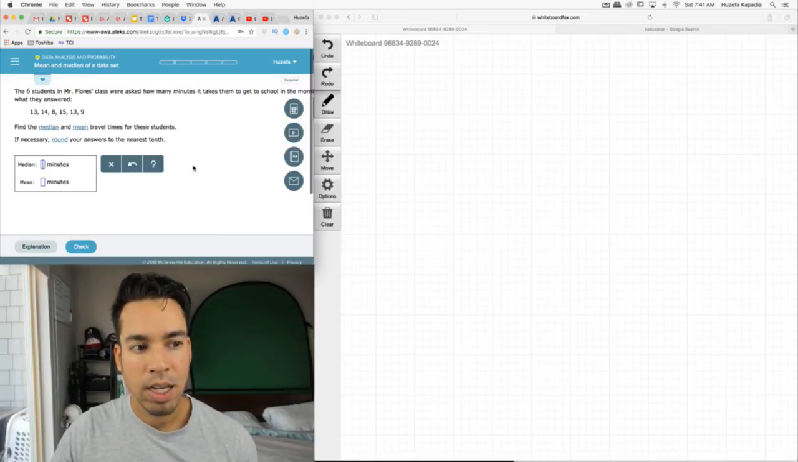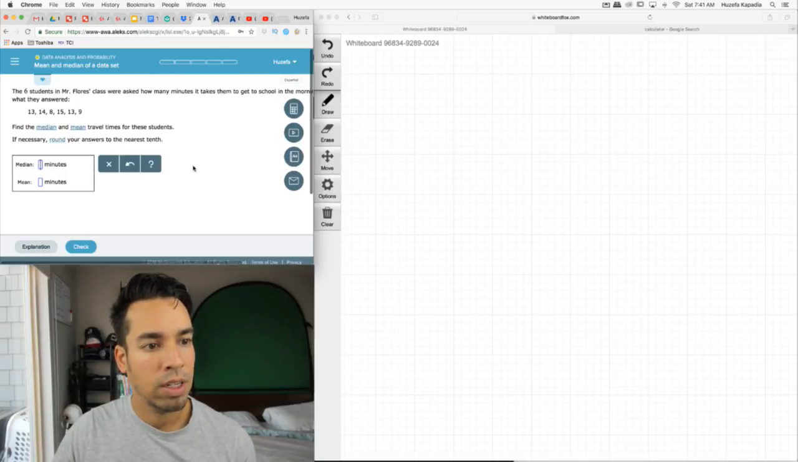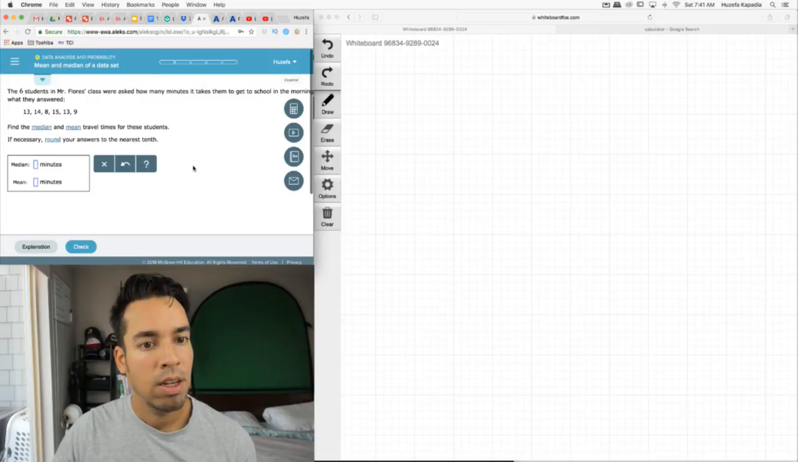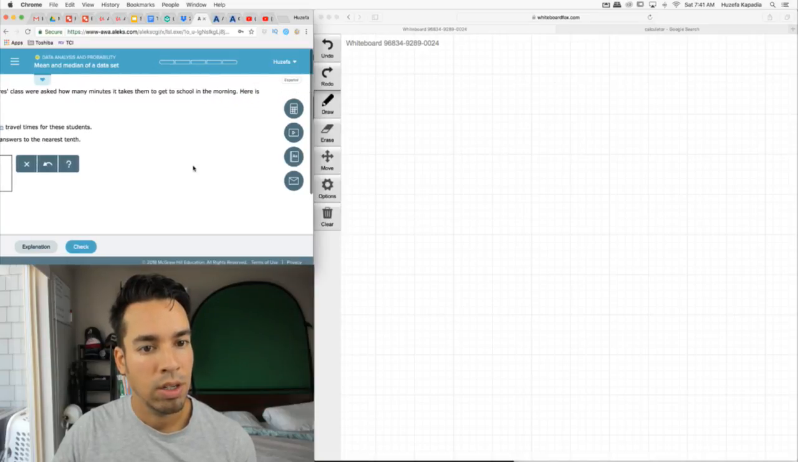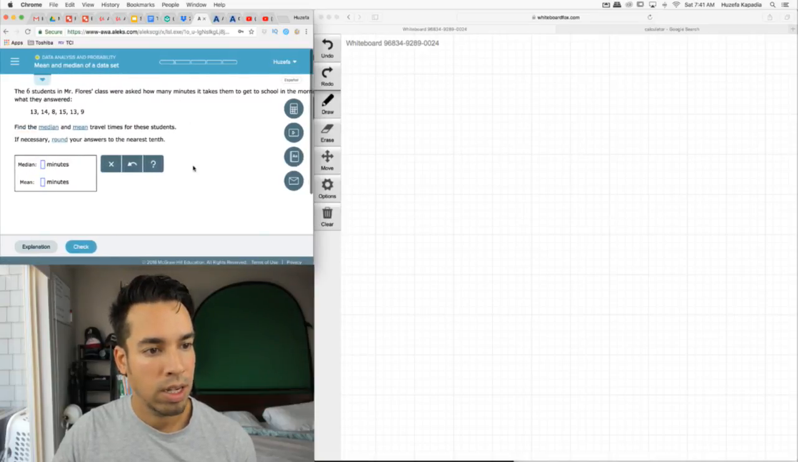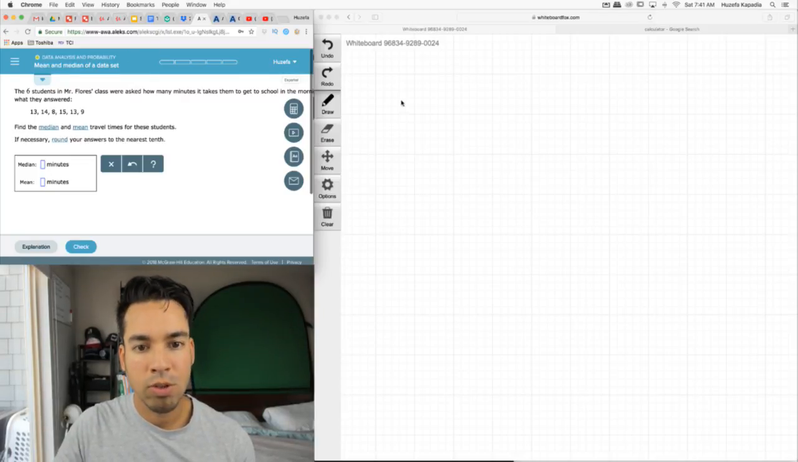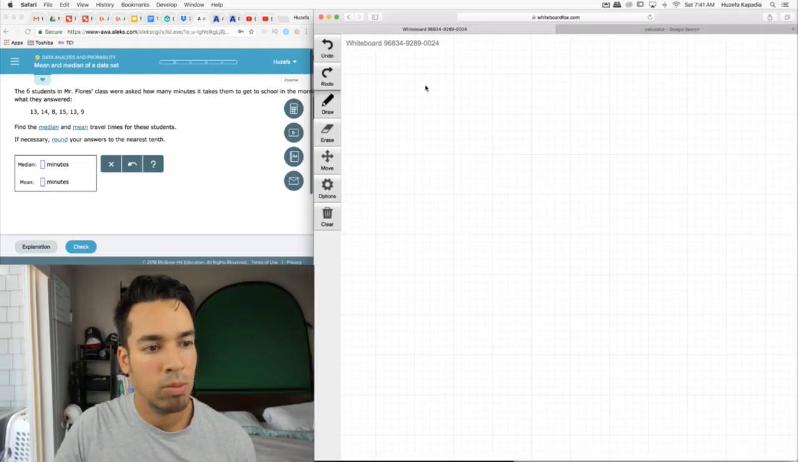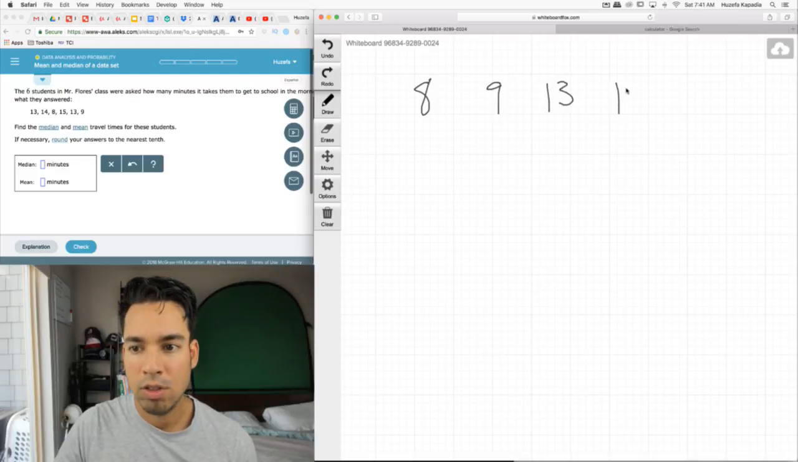Mean and median of a data set. If 6 students in Mr. Flores' class were asked how many minutes it takes them to get to school in the morning, here is what they answered. So these are the number of minutes, and we need to find the median and the mean. First thing I'm going to do is arrange these numbers from least to greatest: 8, 9, 13, 13, 14, and 15.